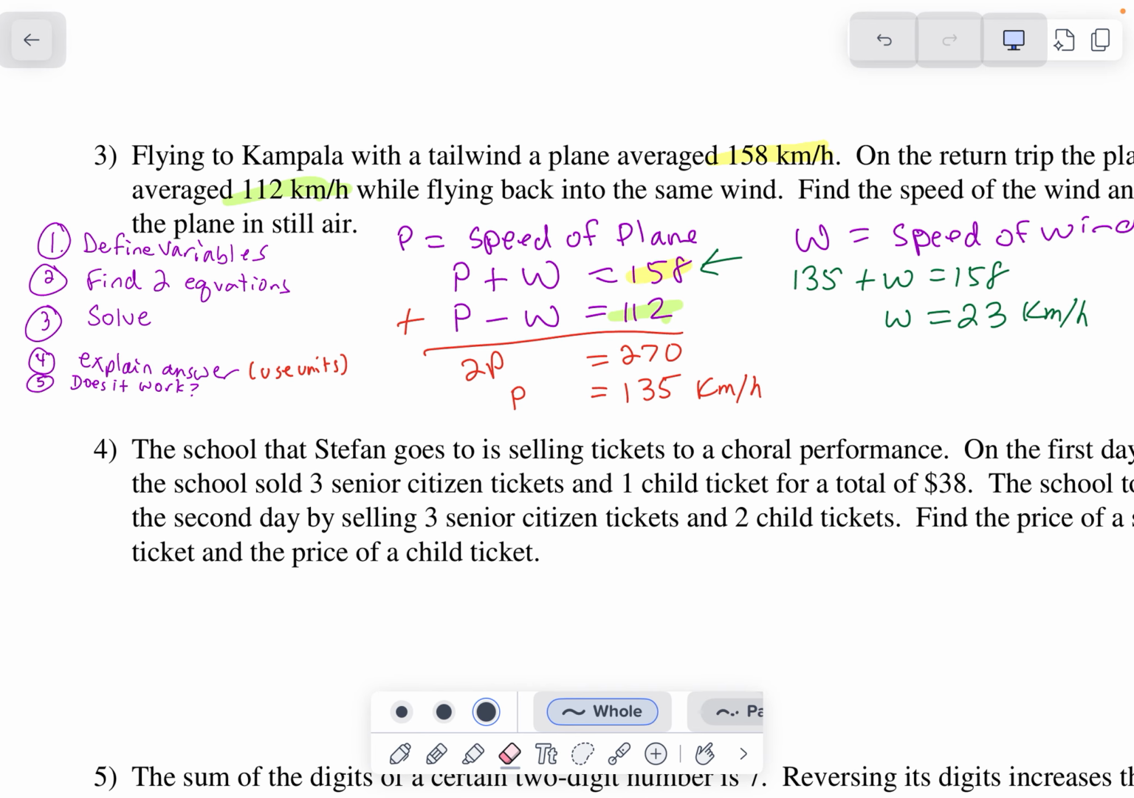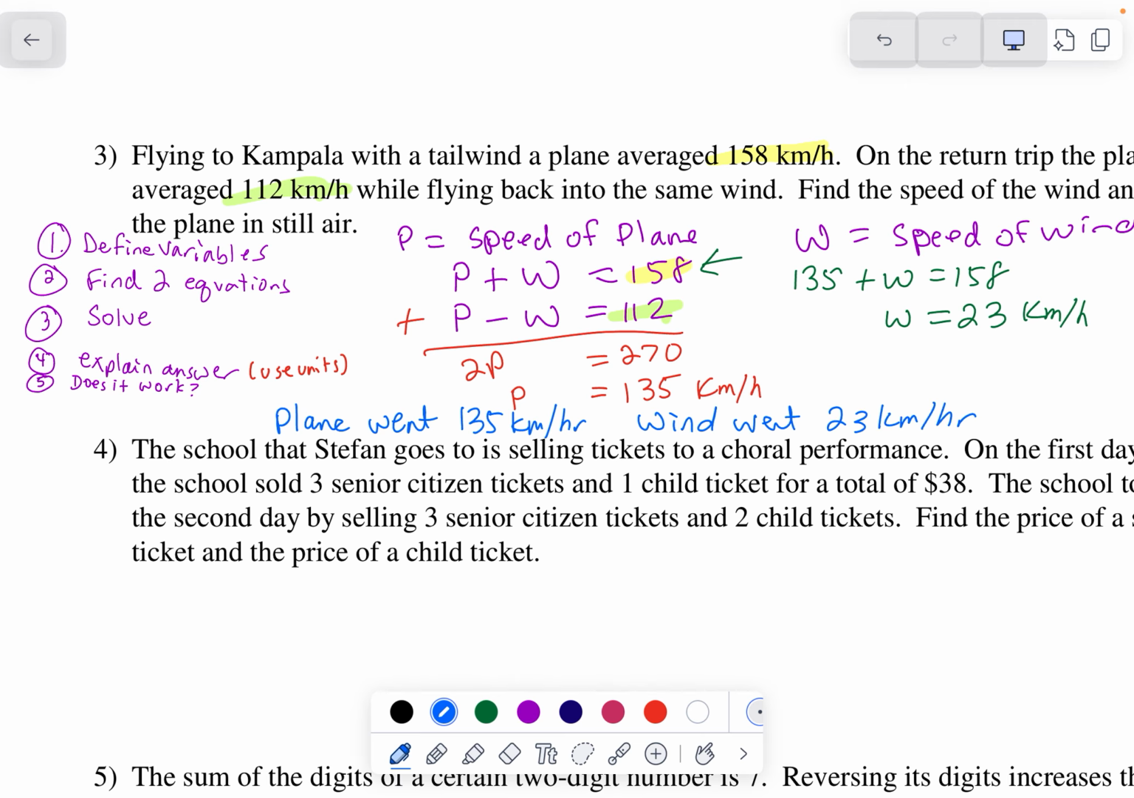And then let's take and put our answer in words. Okay, we want to explain our answer and use the units. Okay, so the plane went 135 kilometers per hour. The wind was 23 kilometers per hour. Okay, and then you can check when they were working together, it should add up to 158. When they were fighting against each other, the difference of them is 112. So it works, okay? But you should be consistently doing that.